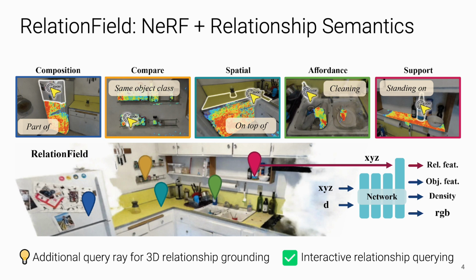For example, if we select the bottle as the reference, RelationField can be queried for different relationships such as standing on with respect to the bottle, and RelationField highlights the shelf that the bottle is placed on. Once RelationField is trained, any object in the scene can be chosen as a reference point, allowing us to explore a wide range of relationships, including compositional, comparative, spatial, affordance, and support relationships.